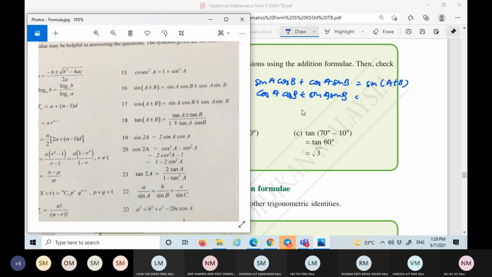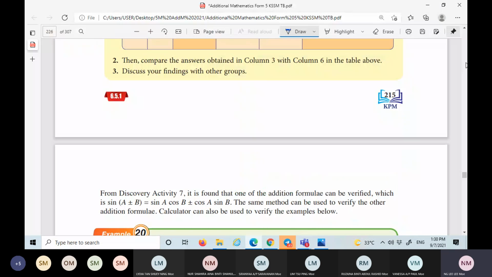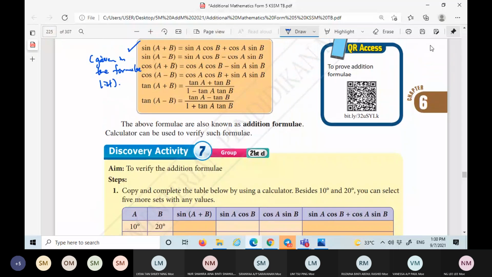Alamak. Wow, nobody noticed. How come it has the wrong formula list? Apa macam? Cos and sine. This one, cos and sine.